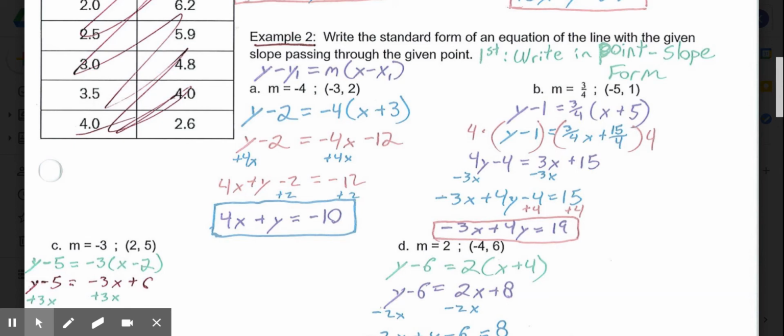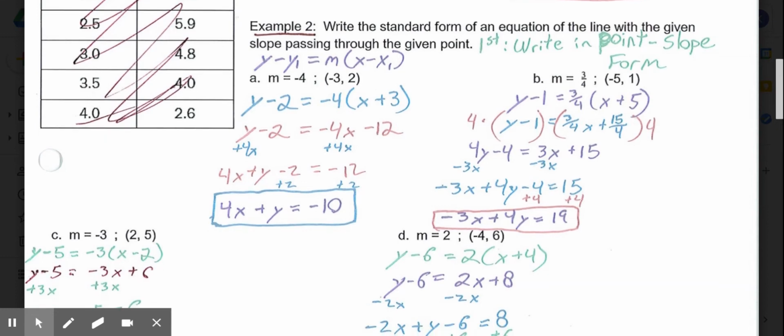Now I want to get x and y to one side. So I'm going to subtract 3x from each side. So I end up with -3x plus 4y minus 4 equals 15. So now I just need to get rid of this -4. So I'd add 4 to each side. And -3x plus 4y equals 19. And that would be our equation in standard form.